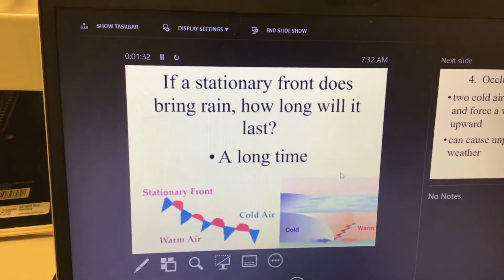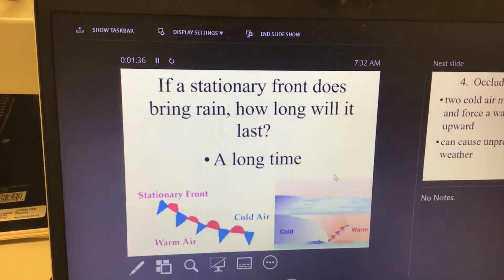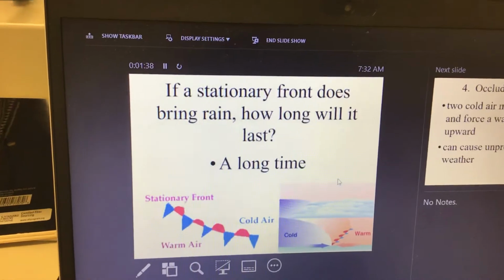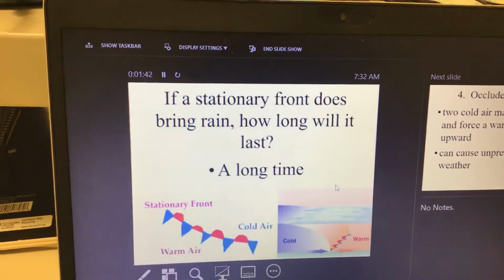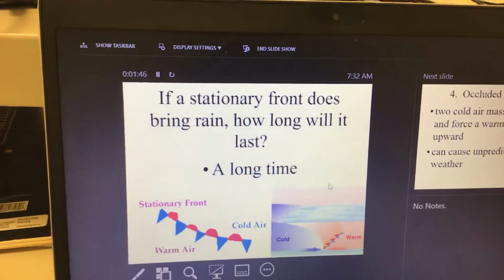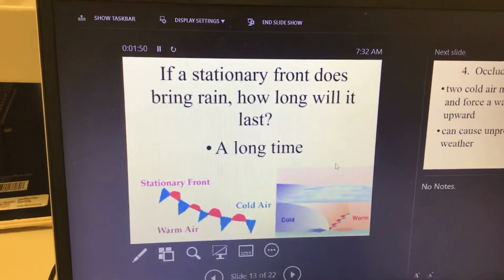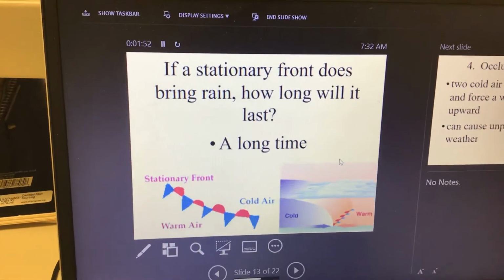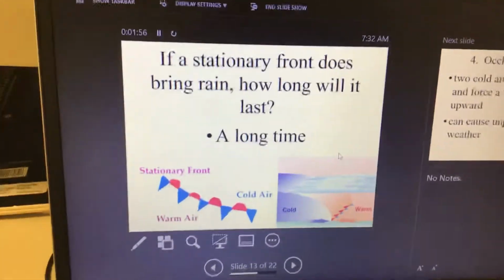Now, if we have a stationary front, and it does produce rain, it's going to rain for a long time. So if we have a warm and a cold collide and it starts raining, well, if it doesn't go anywhere, then it's just going to basically just keep dumping rain on us. It's going to last a long time until that front eventually moves. So we have warm, we have cold, now we have stationary front.